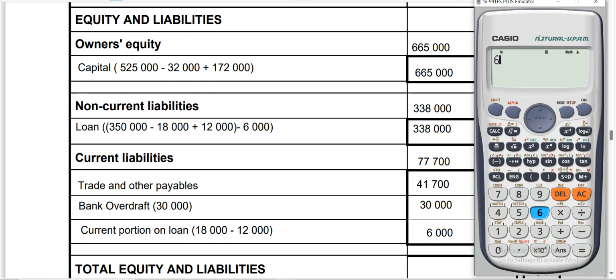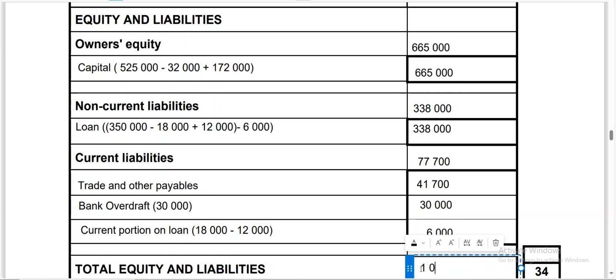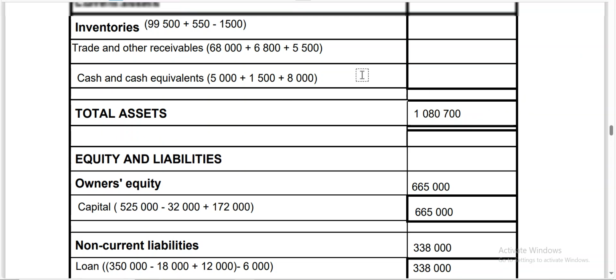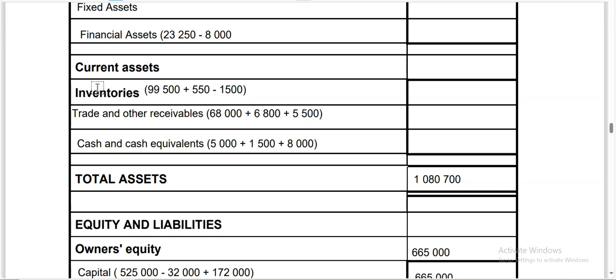So we're going to say 665,000 plus 338,000, and then also plus 77,700. My total is 1,080,700. So we would have this here, 1,080,700, and I'm also going to put it under total assets, 1,080,700.